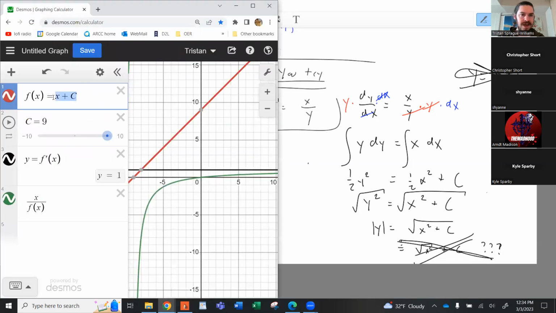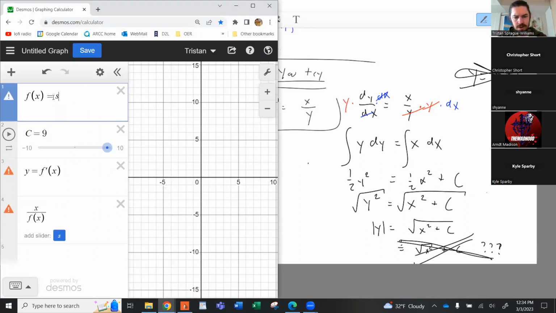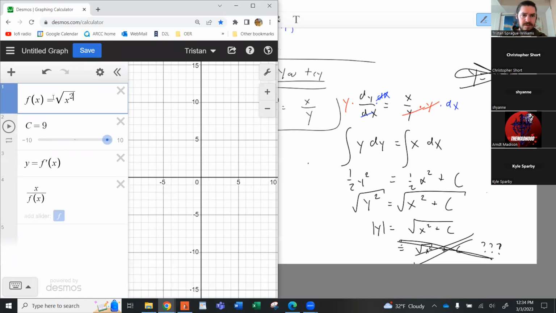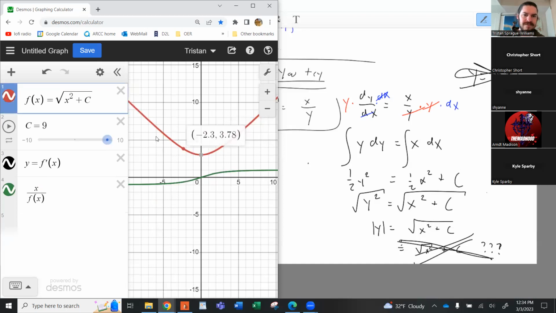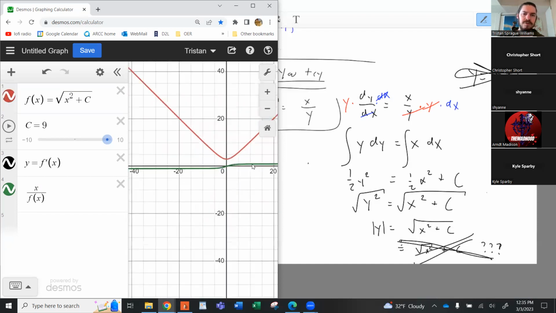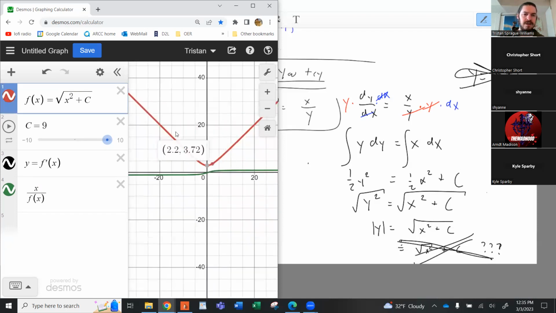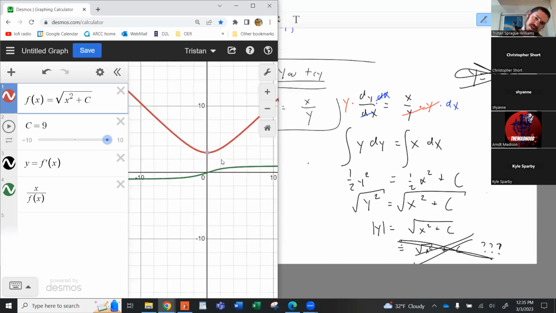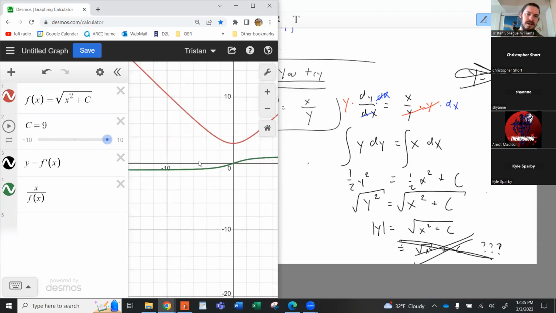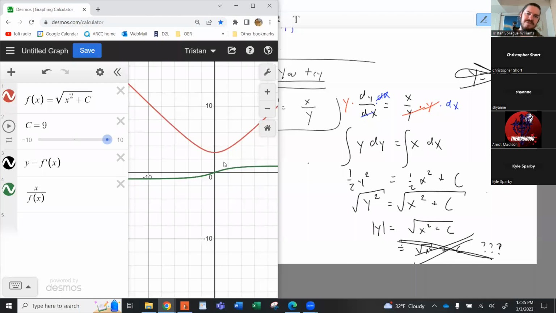So what we want here instead is the square root of x squared plus c, with the plus c on the inside. And as you can see, now this is a very different graph than the one we had before. This is not that straight line. This is a curve, right? It's kind of an interesting curvy shape. I'm not quite sure what that is. It might be a hyperbola. It might be half of a hyperbola.